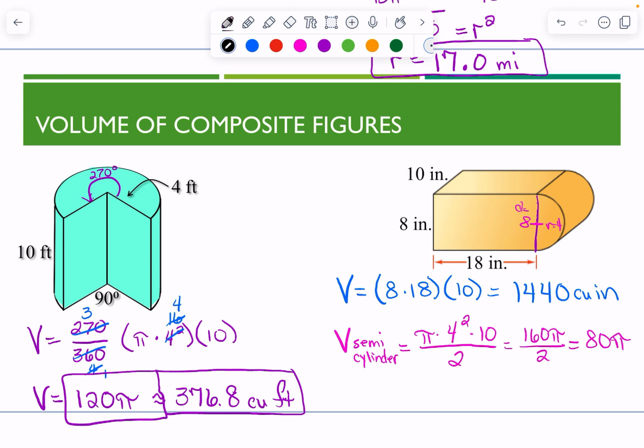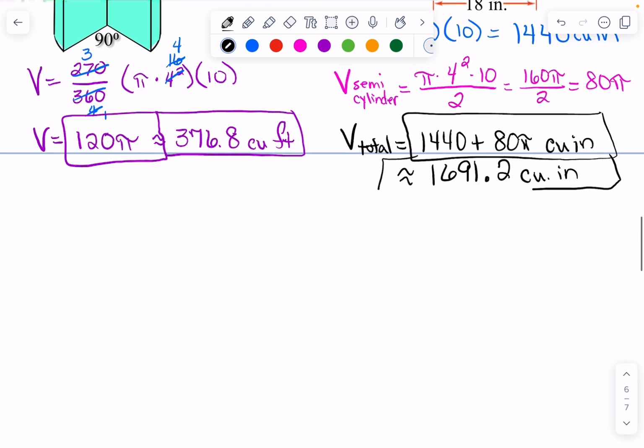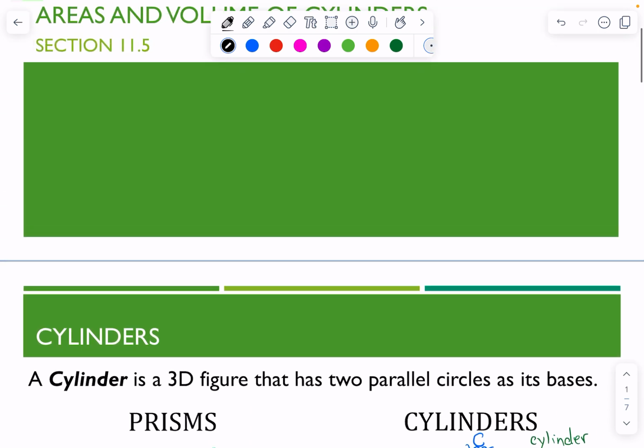So my overall total volume is going to be 1,440 plus 80 pi cubic inches. That's my exact. Then I would come back and go 1,440 plus 80 times 3.14, and that's going to get me 1,691.2 cubic inches. That's our approximate. And that is how we find surface area, lateral area, and volume of a cylinder.